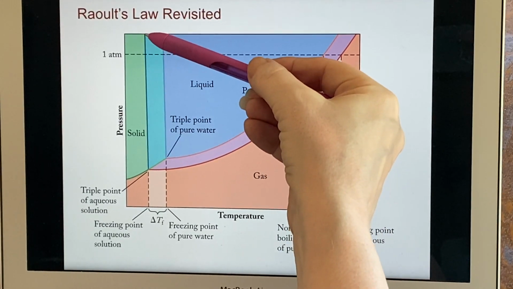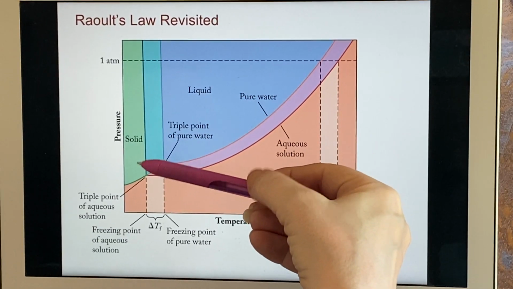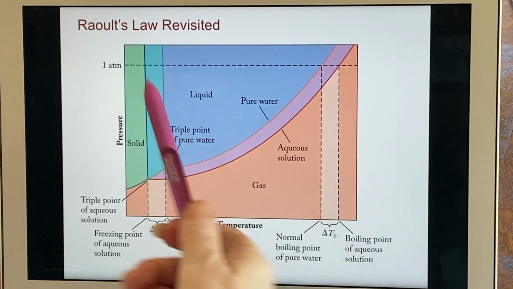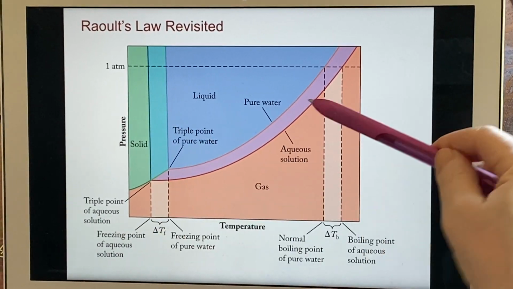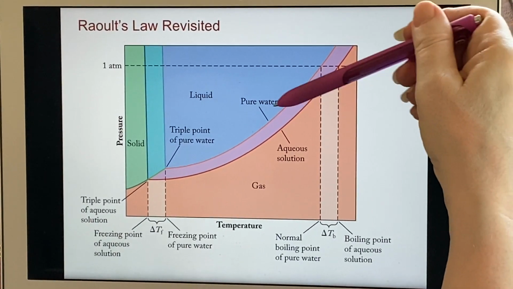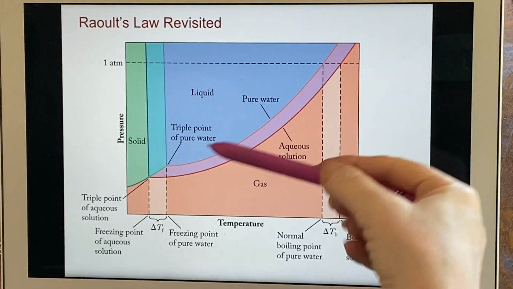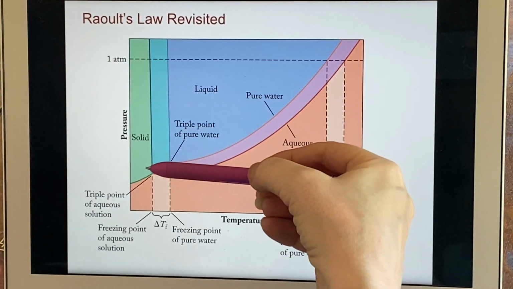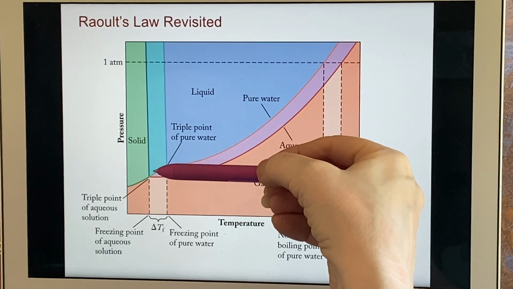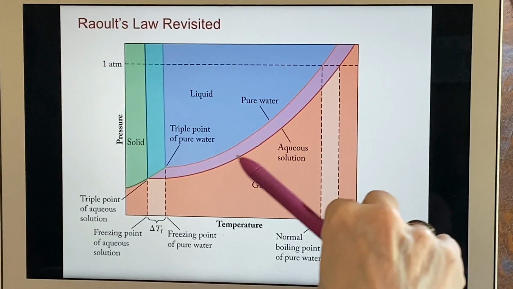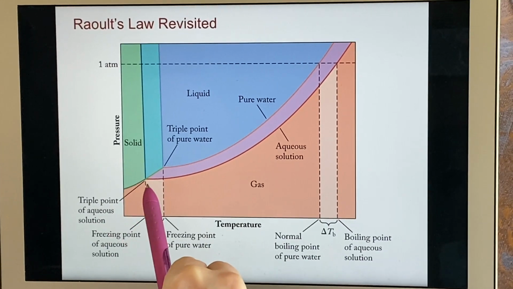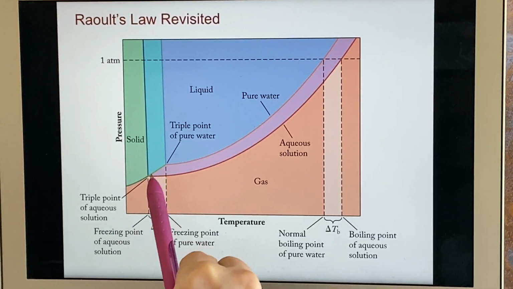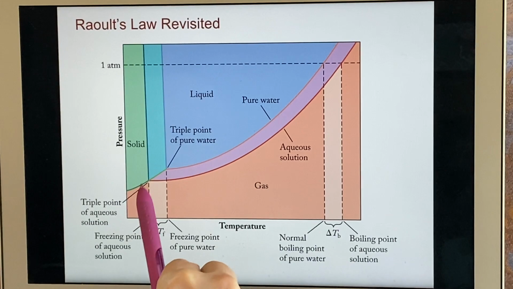And doing that, we can create two new curves, changing where the phase change is between solid and liquid, and changing where the phase change is between liquid and gas. So we end up with these being almost completely parallel to where the originals were. And when they meet, you have a new triple point of the solution, and it will happen at a lower temperature and a lower pressure.